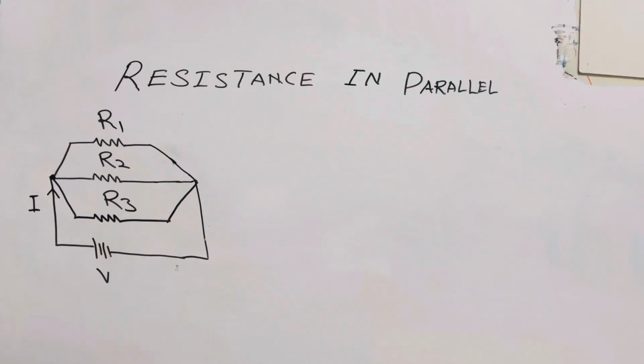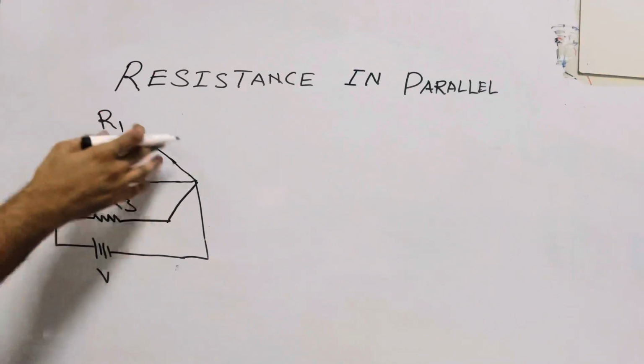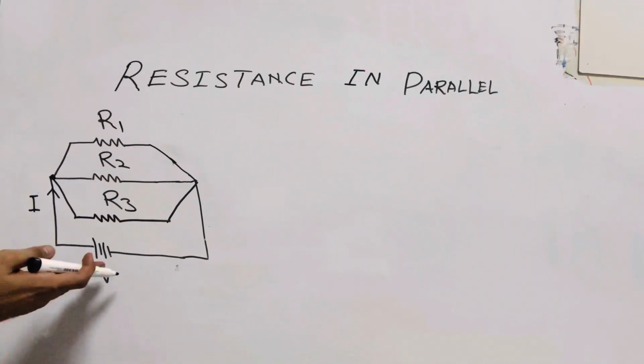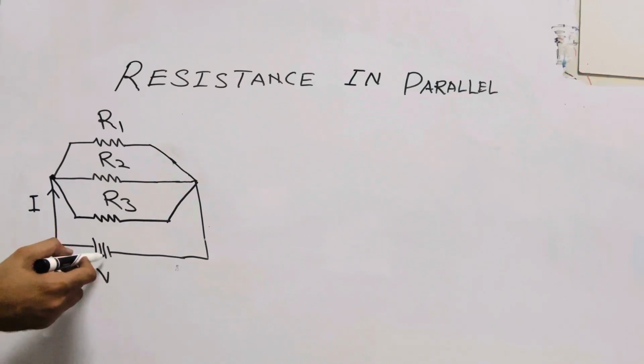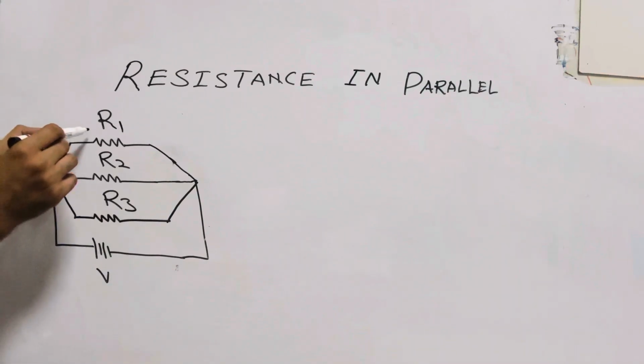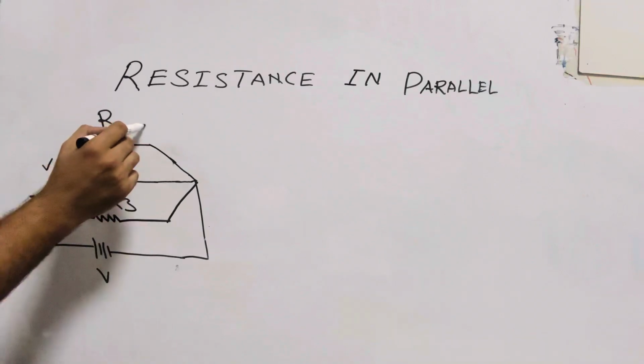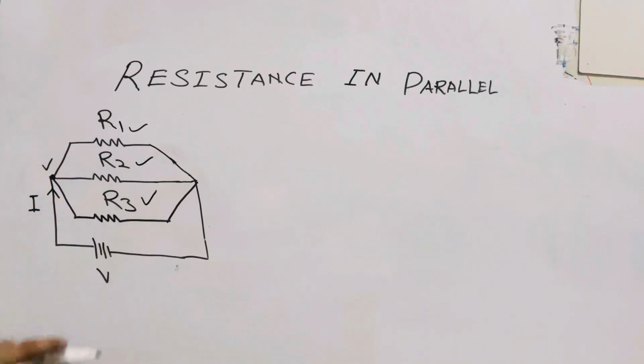Resistance in parallel. So we have three resistors R1, R2 and R3 connected in the parallel configuration, and there is a voltage source. When the switch is on, the current will flow in the configuration. At this point in the junction, the current has three different paths. One path is along R1, the second path is along R2, and the third path is along R3.